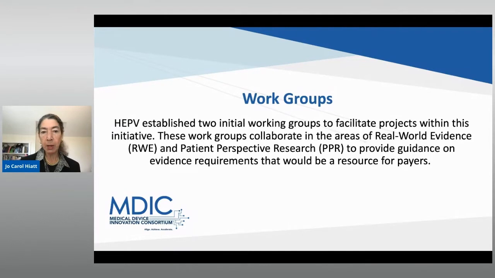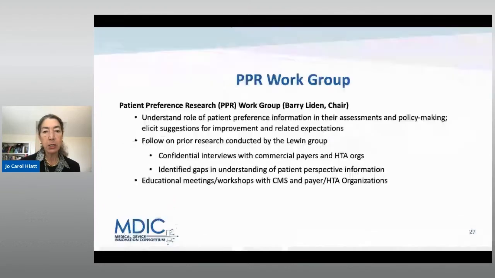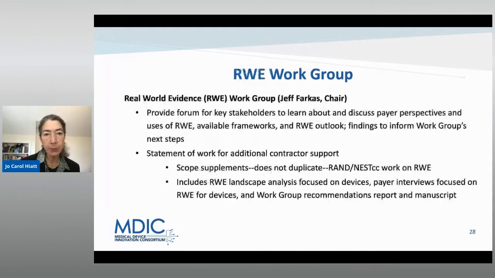So these work groups, as mentioned, are working on these 2 areas. And these slides will be available. I'm not going to go into a great deal of detail, but again, really the Patient Preference Work Group is working with payers, health technology assessment organizations, and others to enhance the understanding of and incorporation of patient risk tolerances and preferences in trial design and selection of opportunities going forward.